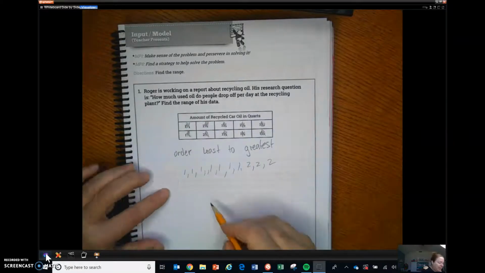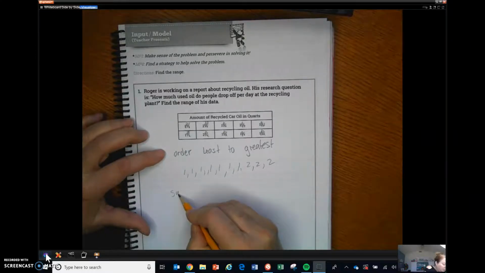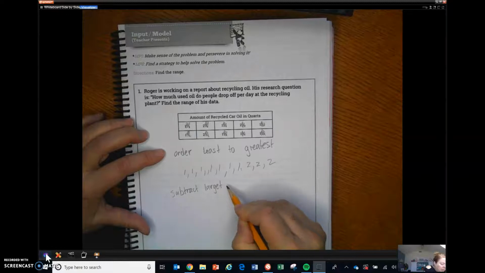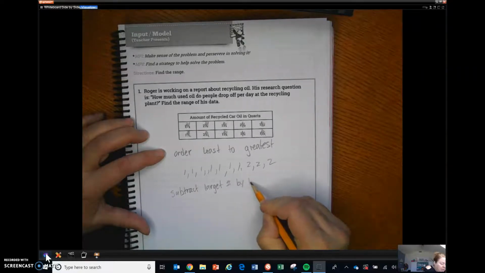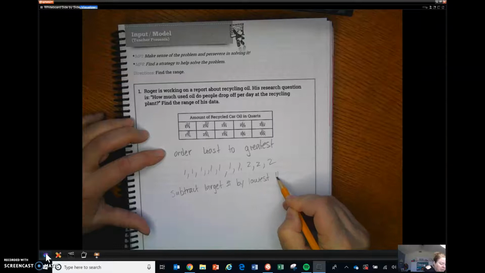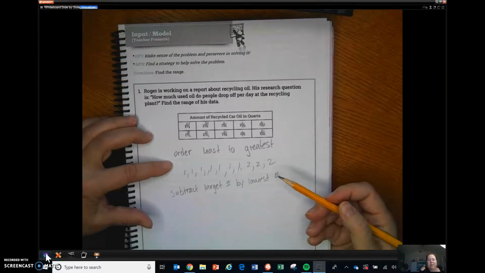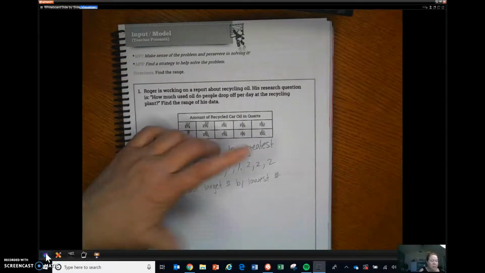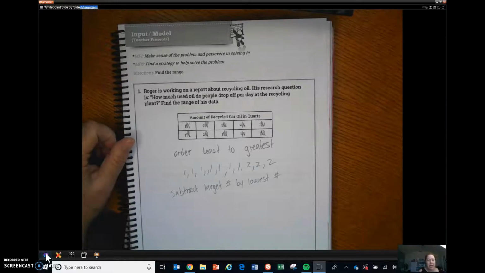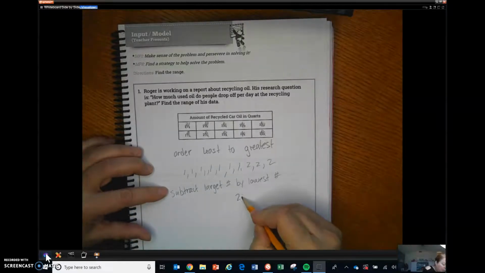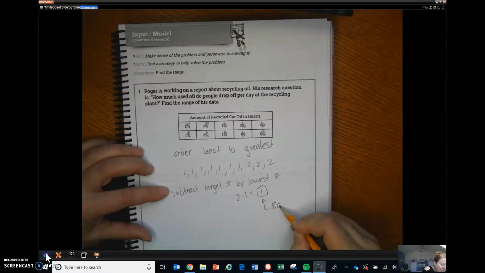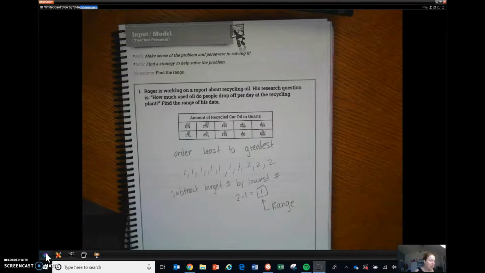So from least to greatest, I'm going to subtract the largest number by the lowest number. This would be kind of like if we were doing 11, say these were all 11s and these were all 12s, there's going to be 1 year between you guys. So 2 minus 1 equals 1. Guess what? That's the range. It is that simple. Okay, let's do another one.